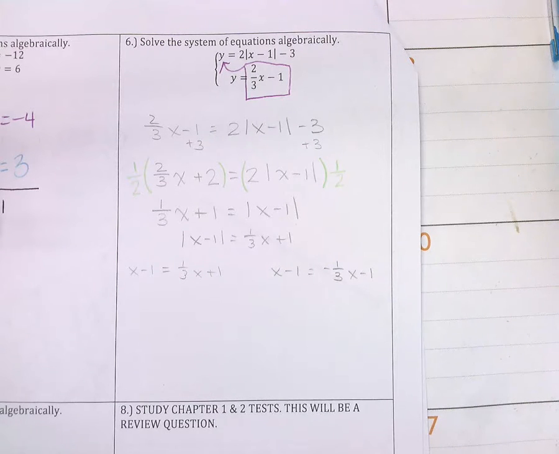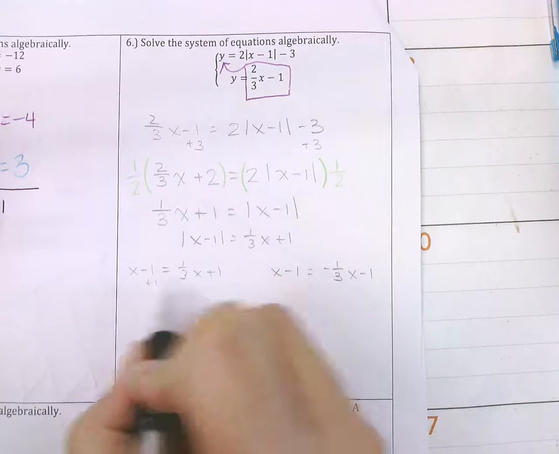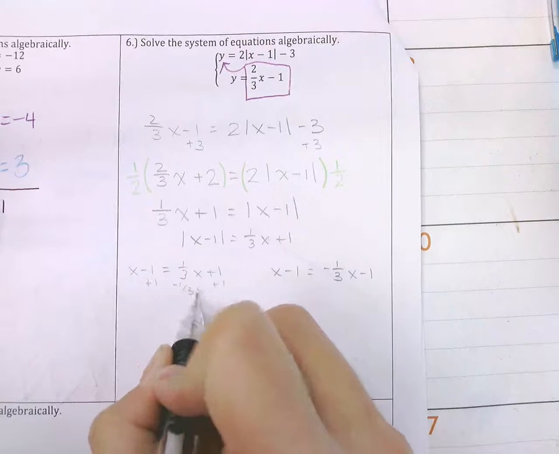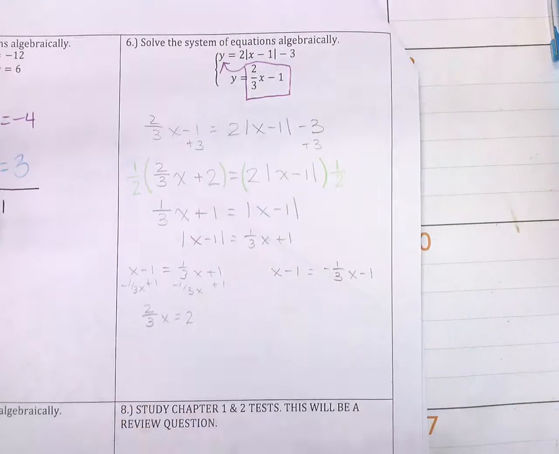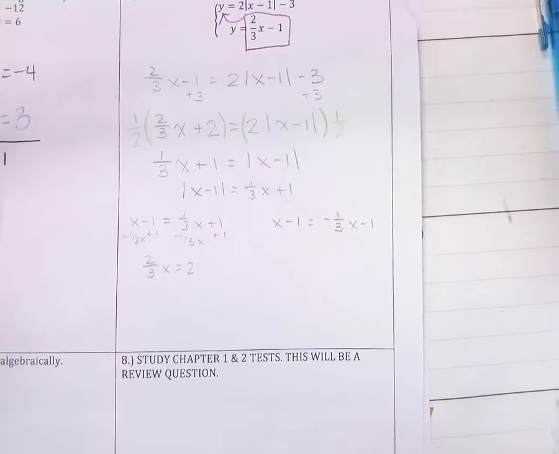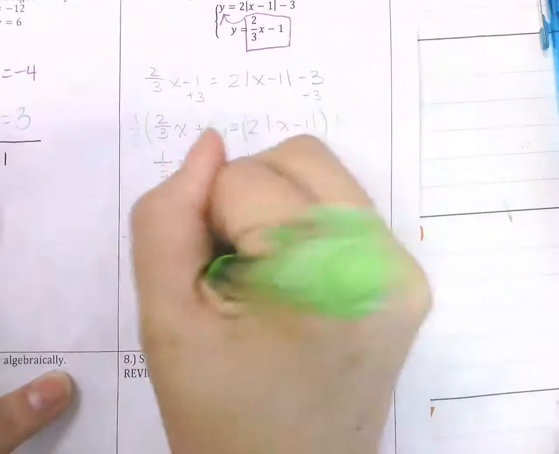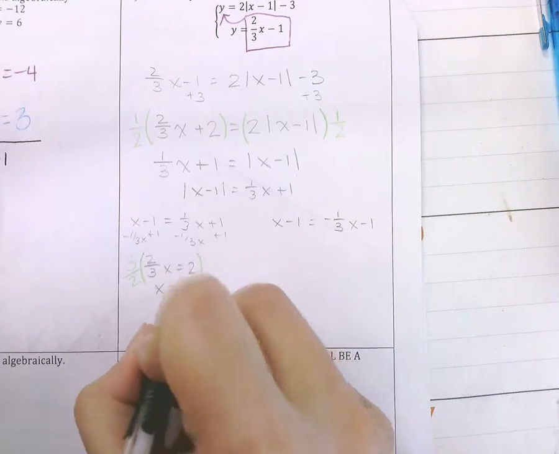What's inside the absolute value doesn't change. What's outside on the other side of the equation, what it's equal to, changes because we're determining if the value inside is positive or negative. Then you solve each one. So I'm going to add 1 and subtract a third. So I got 2/3 of x is equal to 2. And then multiply by 3/2. And that gives me 3 for x.